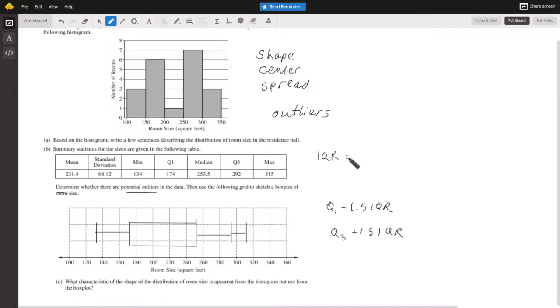So what is the IQR here? 118, I think, something. Exactly. 292 minus 174, 118. So Q1, 174 minus 1.5 times 118. Yeah, that's pretty negative. So definitely no outliers, but they kind of wanted you to give them the cutoffs and for sure determine there are none.